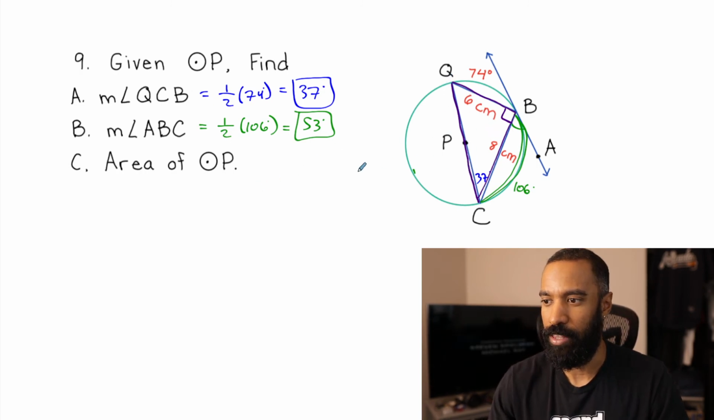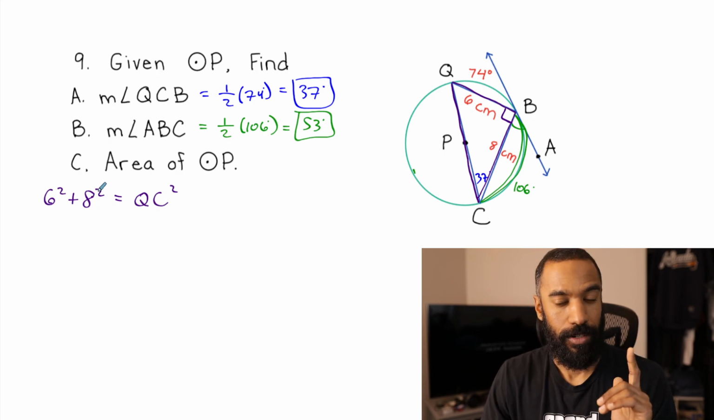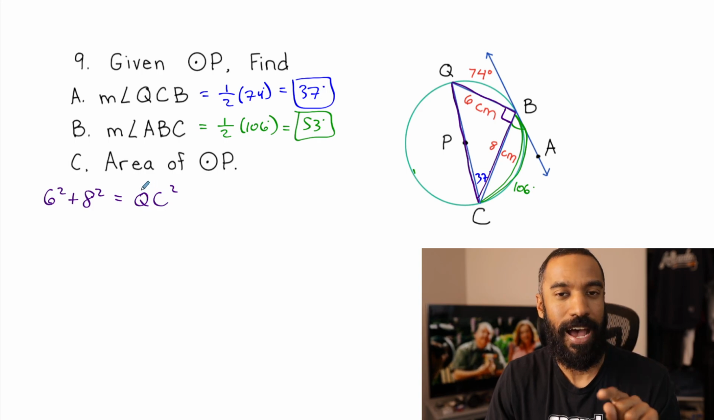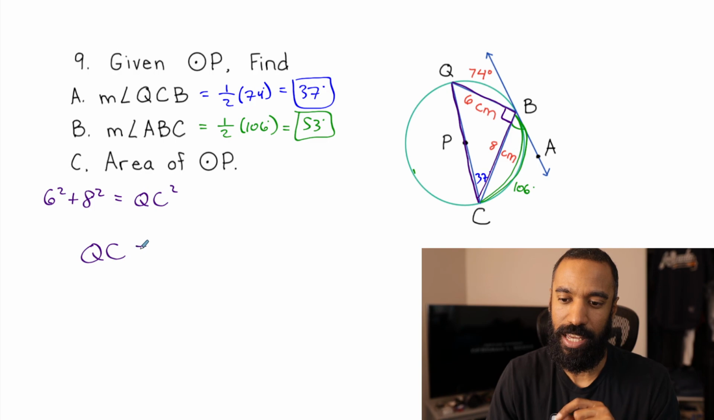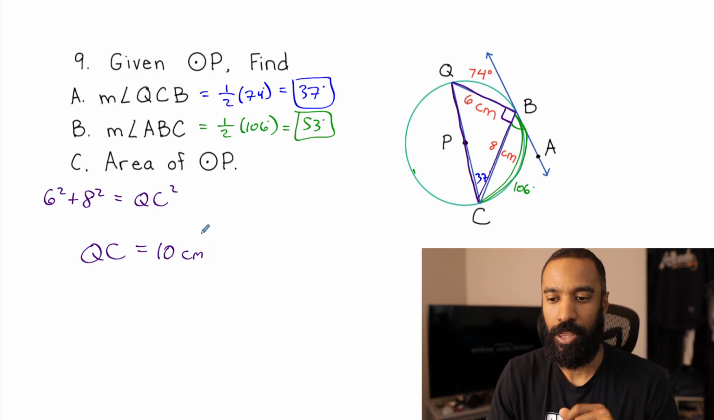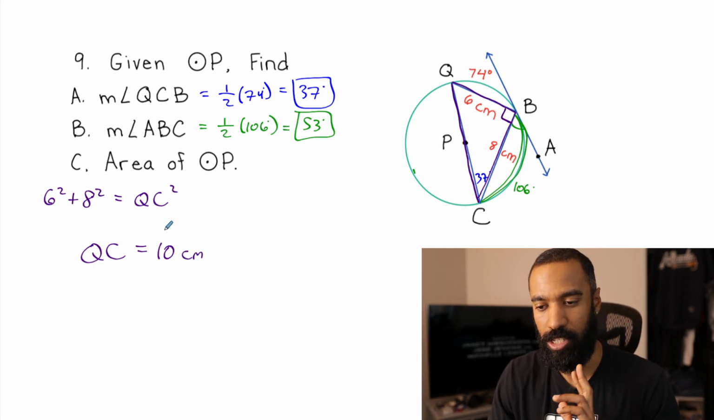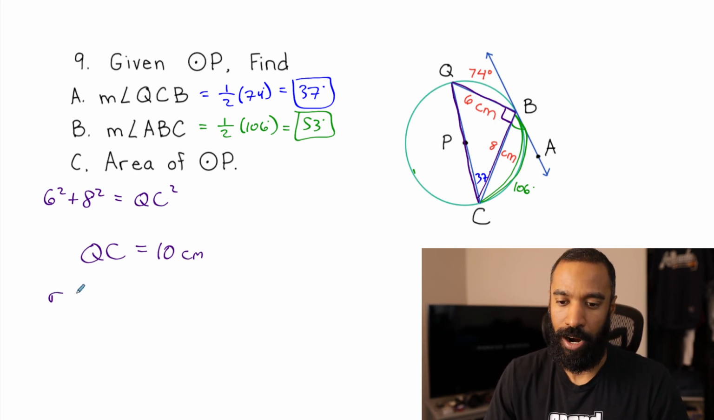So you have options to find the length of QC here. You can say 6 squared plus 8 squared equals QC squared. But we've used Pythagorean triples in the past, and you might know that this is a 3, 4, 5 Pythagorean triple, which means this is a 6, 8, 10. QC equals 10 centimeters. We're not done with the answer. Do the Pythagorean theorem if you don't know what I just did. But that's 10 as a whole right here. That means the radius, r, is half of 10, 10 over 2, which is 5 centimeters.